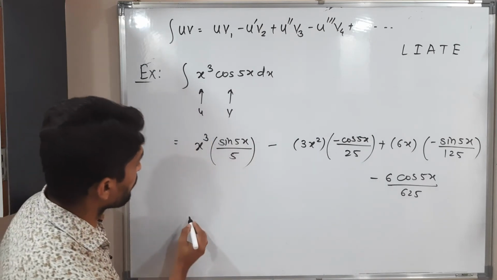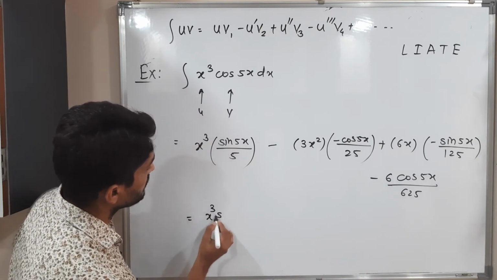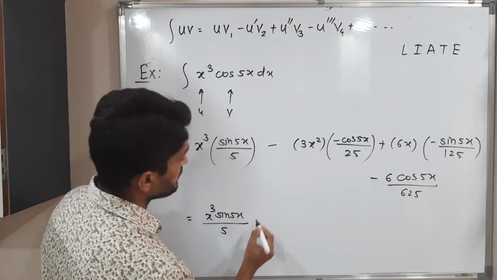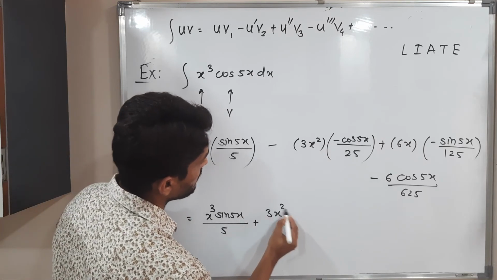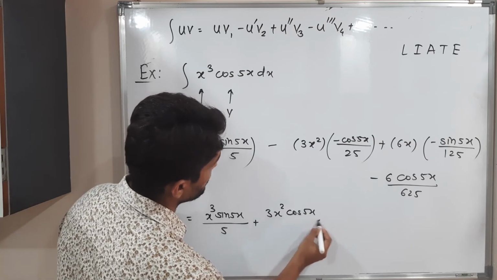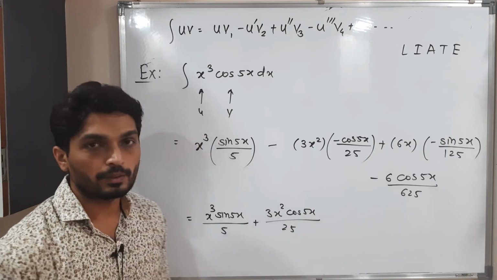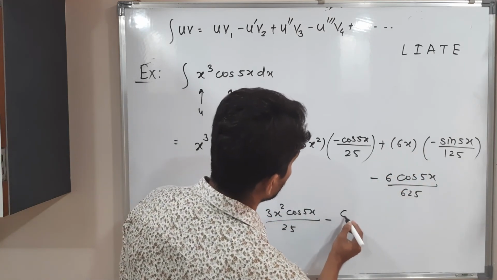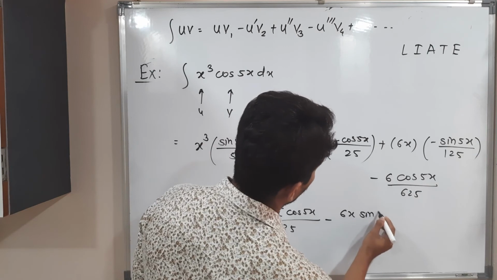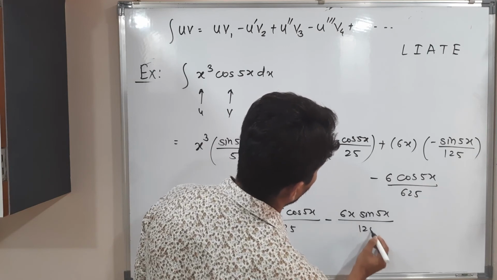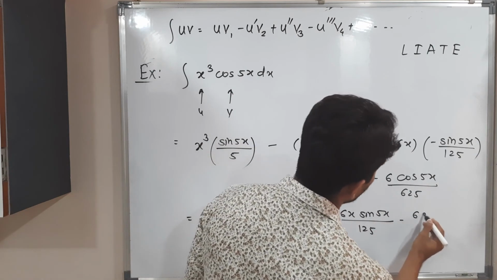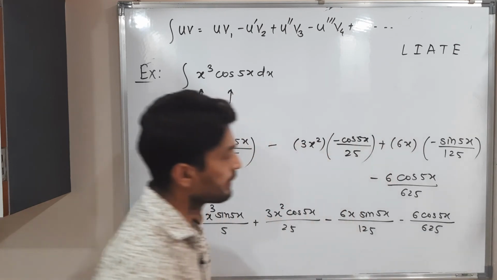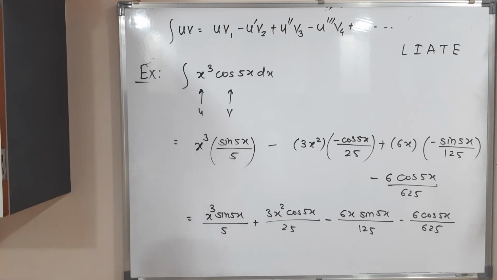So let us write it properly. x cube sin 5x divided by 5, minus minus plus, 3x square cos 5x divided by 25, right? Then the minus sign will come here, so it will be 6x sin 5x divided by 125, and minus 6 cos 5x divided by 625. So this is the required answer. I hope all of you understood.